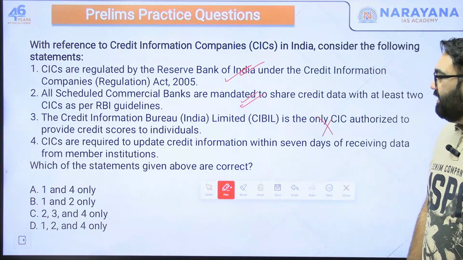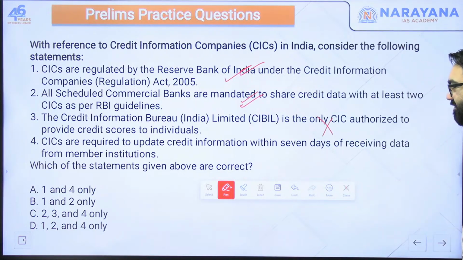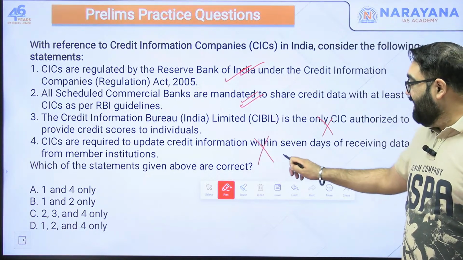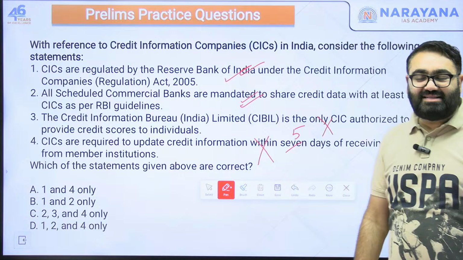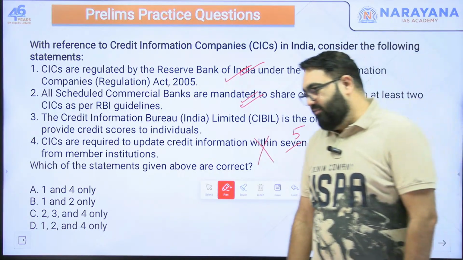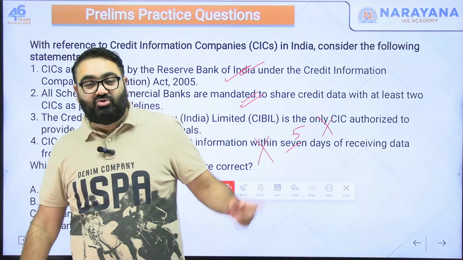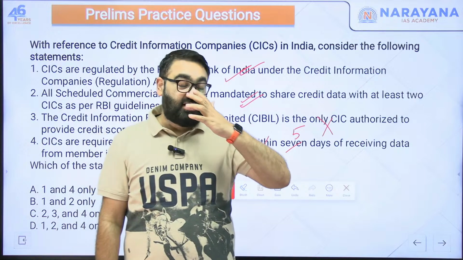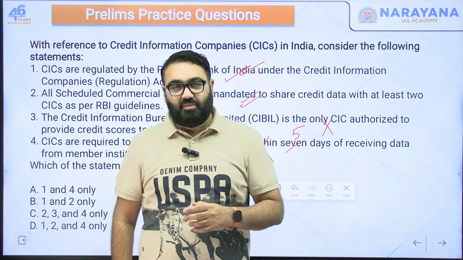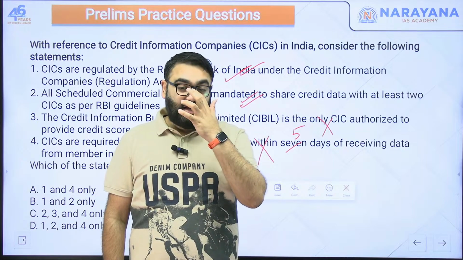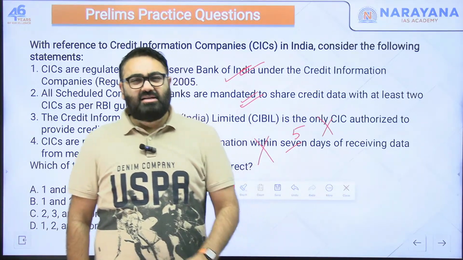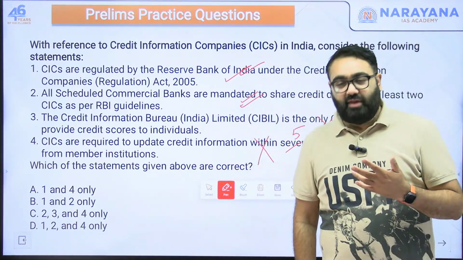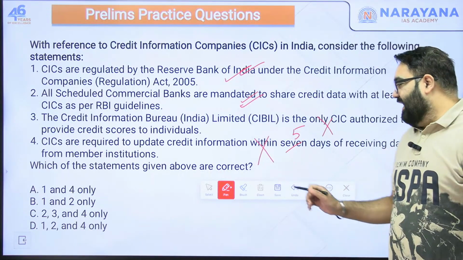Fourth, CICs are required to update credit information within 7 days of receiving data from member institutions. What did we discuss? This has now come down to 5. It used to be 7 earlier. Whatever information, for example, the banks give to these companies, within 7 days these companies should change the credit score of the individual depending on the information that they get, but now that has been cut short to 5 days. See, the earlier they do it, the better, because then the account will be more updated. 5 is the norm now.